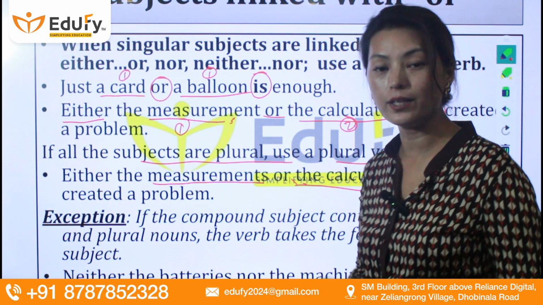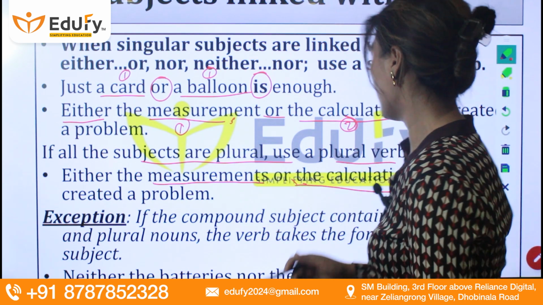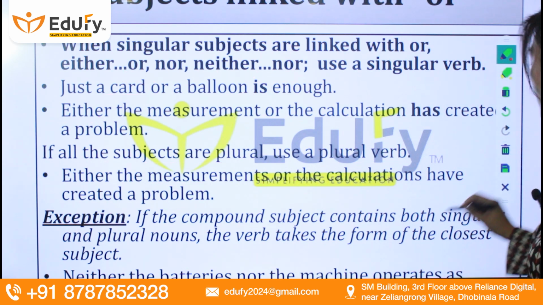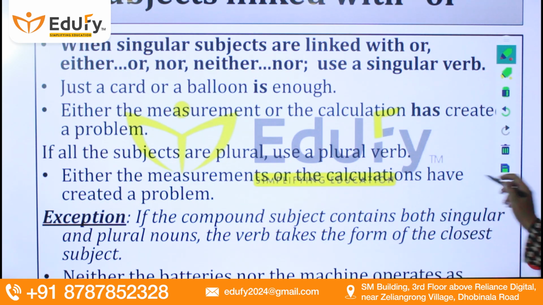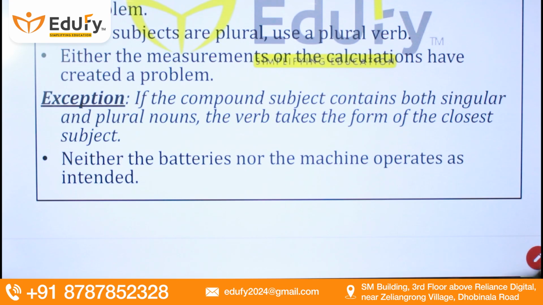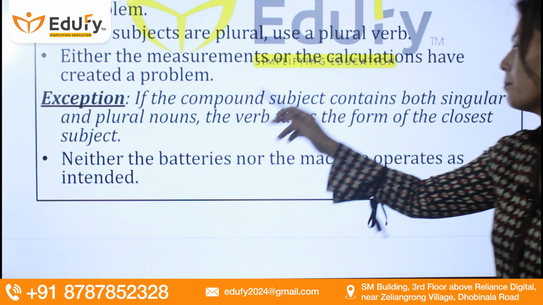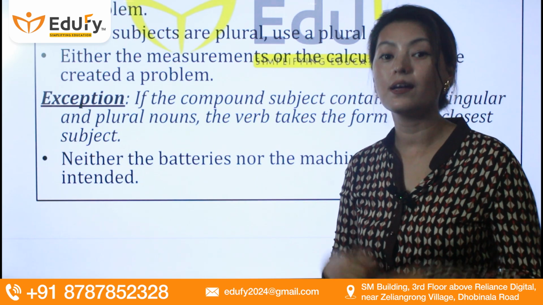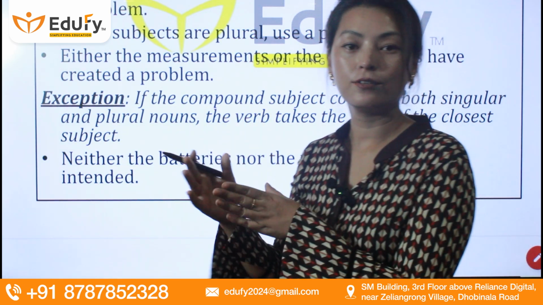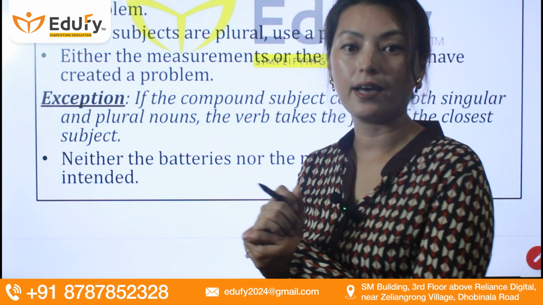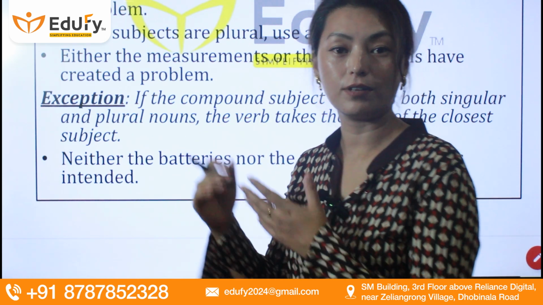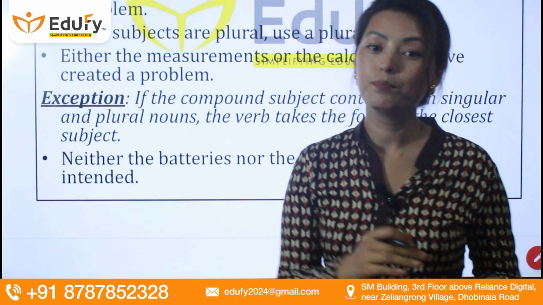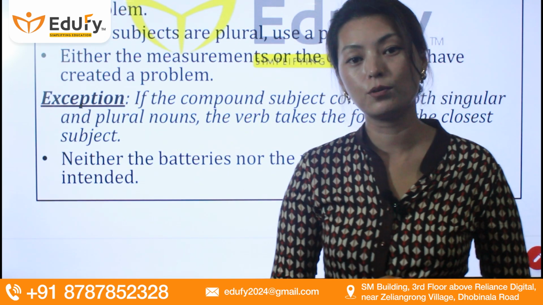Now, with this rule again, we have another exception. The exception is if the compound subject contains both singular and plural nouns. Now, what do you do? Earlier in the rule, if I had a singular subject, you had to use a singular verb. If you had a plural subject, you had to use a plural verb.